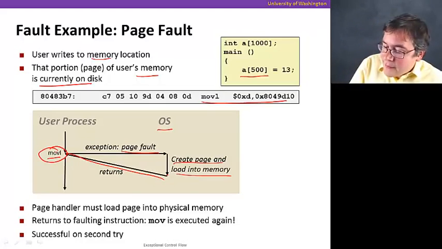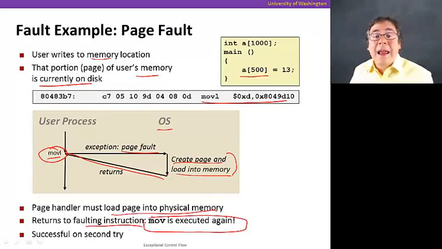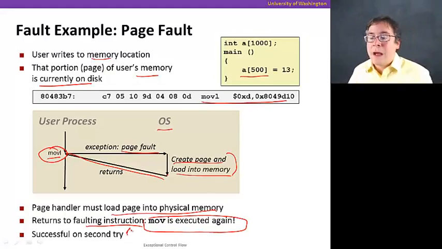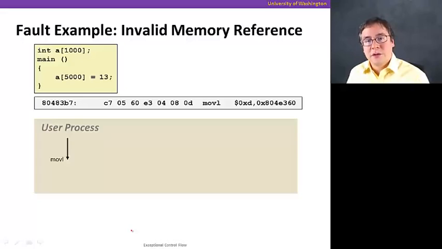So in this case, the page fault handler executed by the operating system loads the page into physical memory and returns to the faulting instruction. So the move has to be executed again, and hopefully the second time is going to be successful if it could map the page. Now, if you touch a bad memory location, like let's say you just have a pointer problem in your code, that could be an invalid memory reference. In that case, if you touch a piece of memory that's not mapped, and the operating system cannot find a valid mapping, it has to abort the execution of your program.